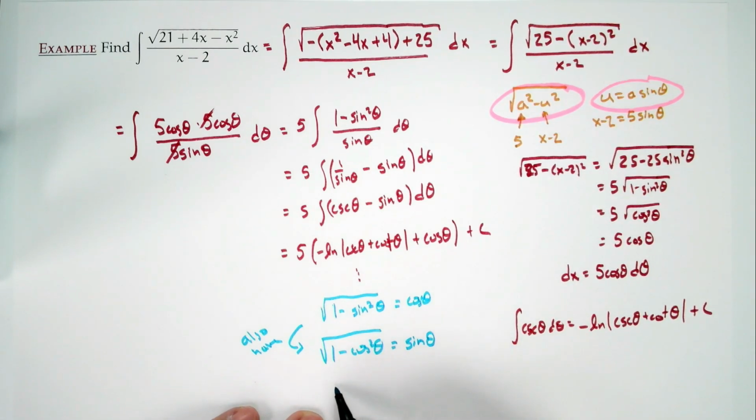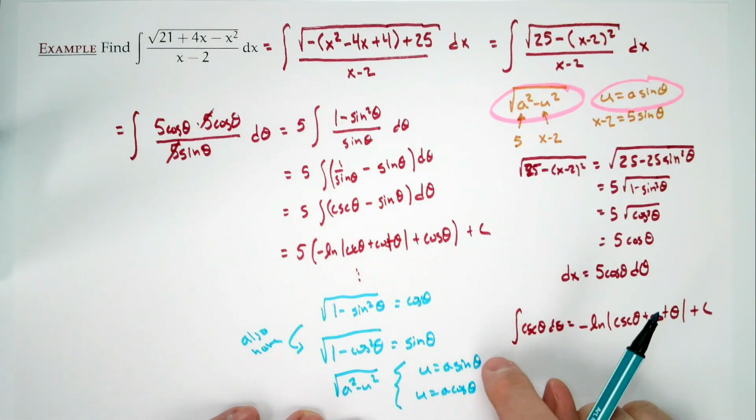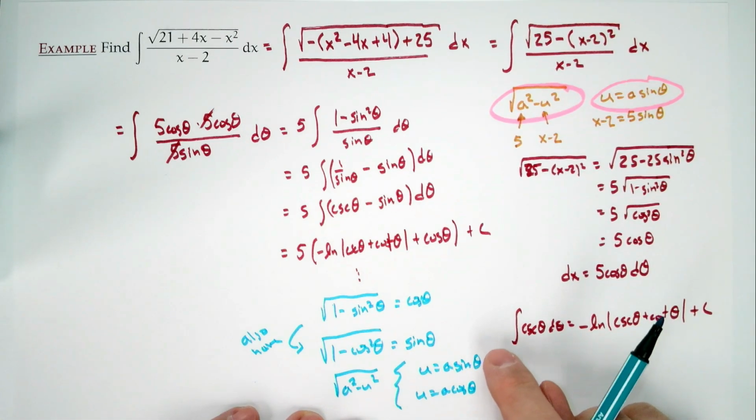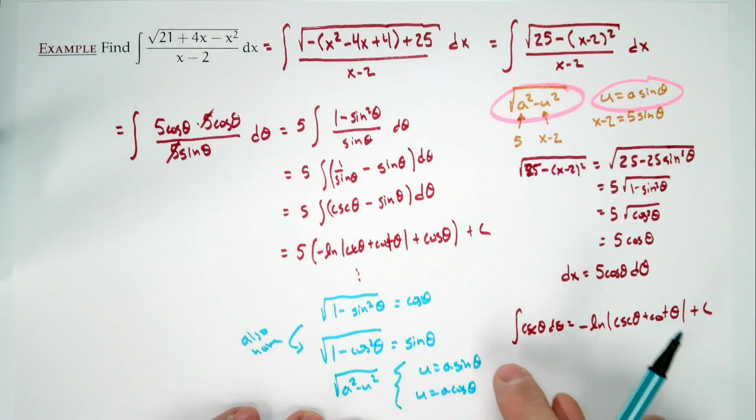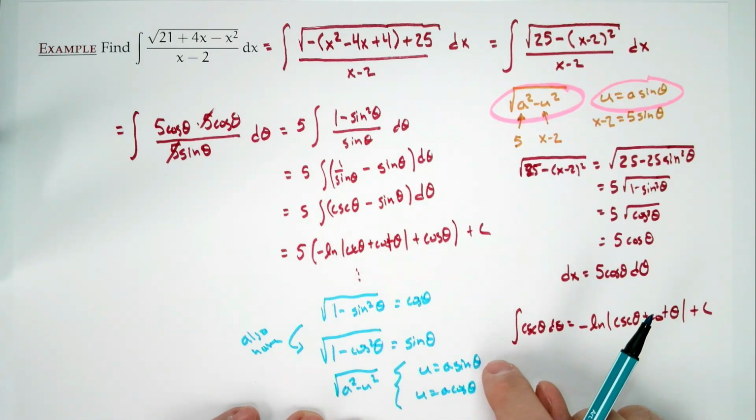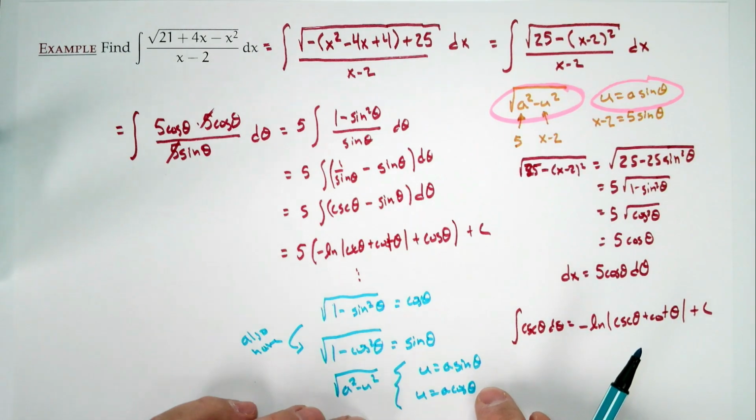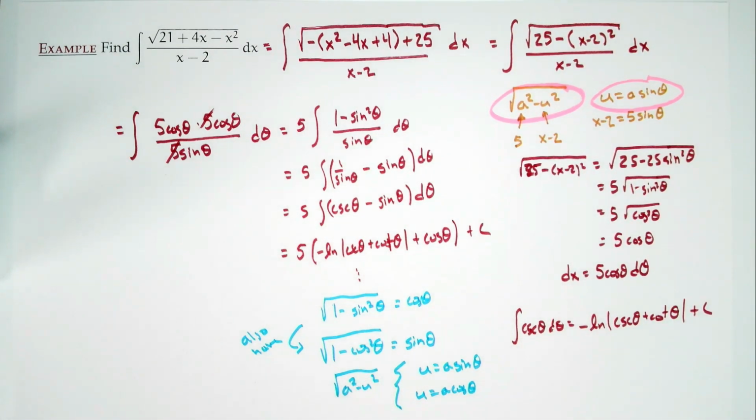So that says when you have the square root of a squared minus u squared, you really have a choice. You can either let u equal a sine theta, or you can let u equal a cosine theta. Now, why do we always point to this one first? I'll tell you my personal opinion. The reason I think we point to this one first is when you take the derivative of this one, you get a positive cosine. But when you take the derivative of that one, you get a negative sine. So that negative is what biases us towards the sine.